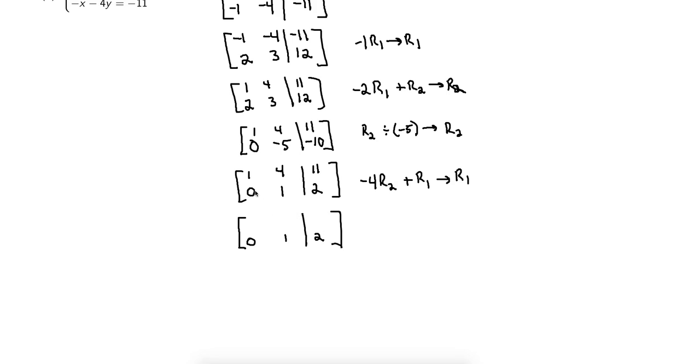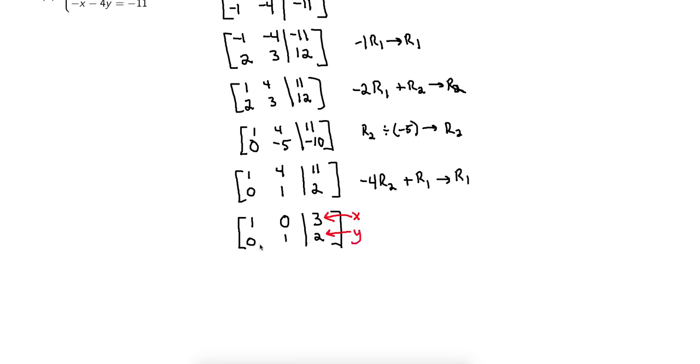And let's see, -4 times 0 is 0. 0 plus 1 is 1. Again, that column is set. 1 times -4 is -4. -4 plus 4 is 0. And then -4 times 2 is -8. -8 plus 11 is 3. So now, to the left of this vertical bar, we have 1s on that diagonal and then 0s elsewhere. This 3 is our value of x. And this 2 is our value of y.